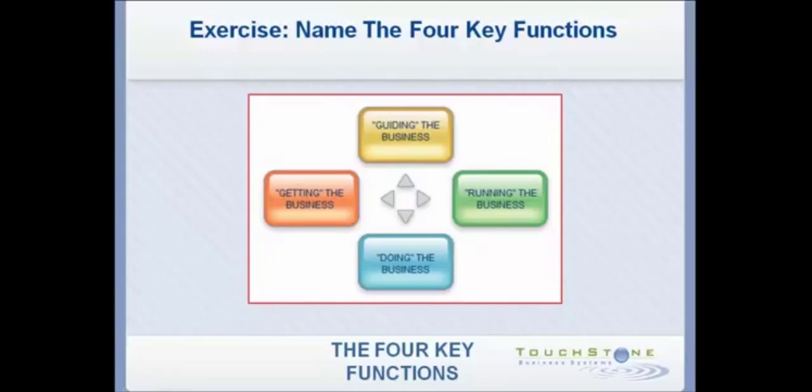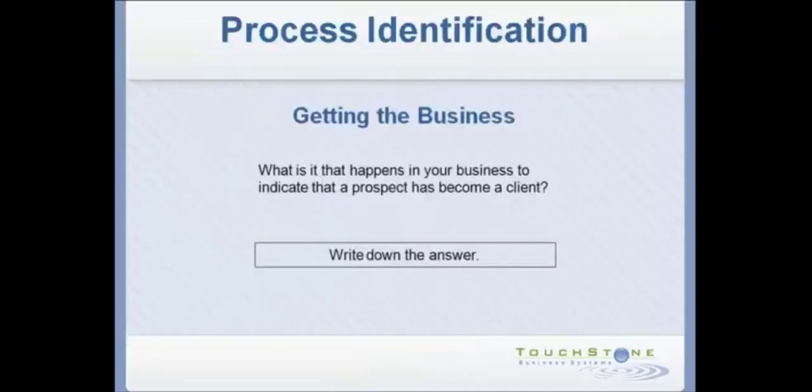Begin identifying all of the processes that you have or need for that key function, and then work your way around each of the 4 key functions. I like to begin with the sales and marketing key function because that's often seen as the place where everything starts. Consider the question, what is it that happens in your business to indicate that a prospect has become a client? So write down the name of that process.